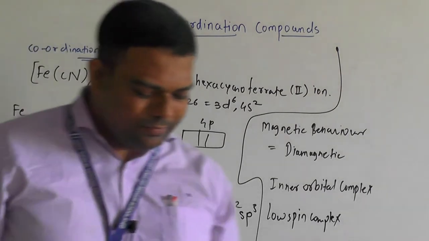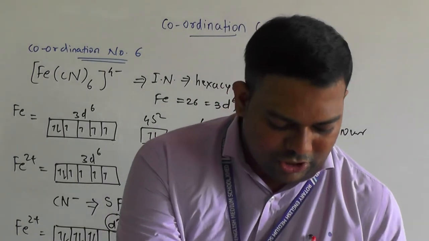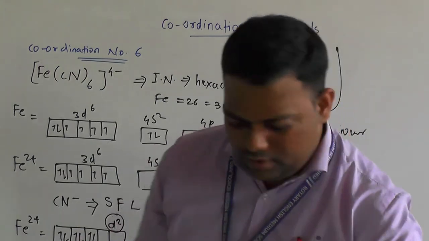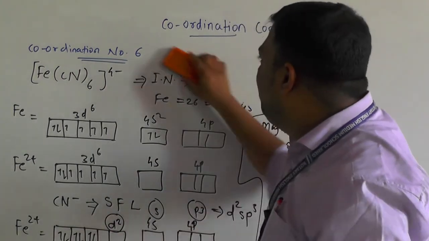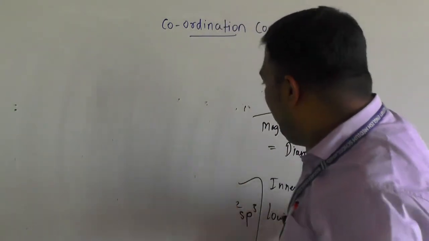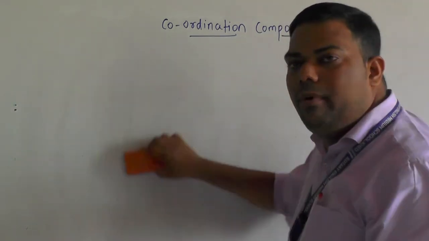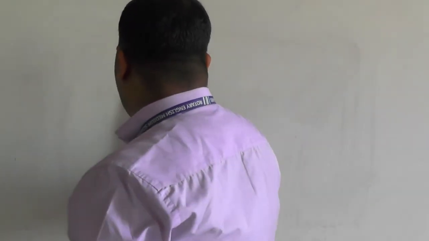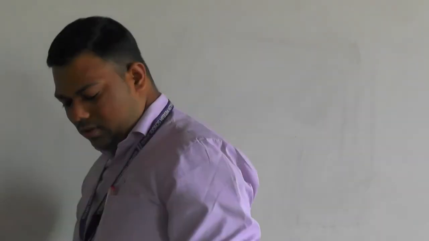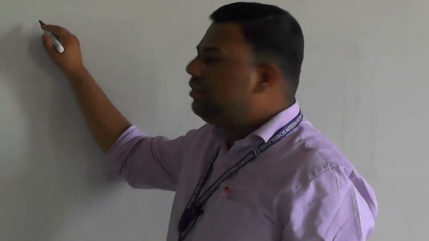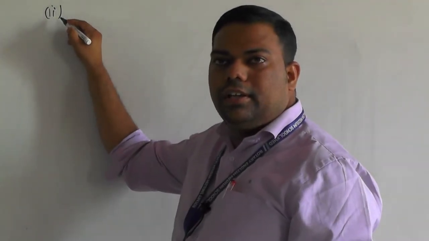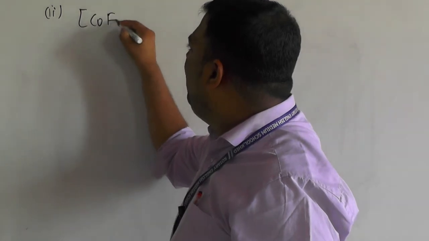Now we will discuss the next example, so pay attention to the next example with coordination number 6. You can write the second example: CoF6 3 minus. What, beta? CoF6 3 minus. So what will happen?